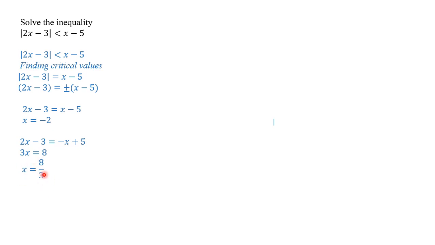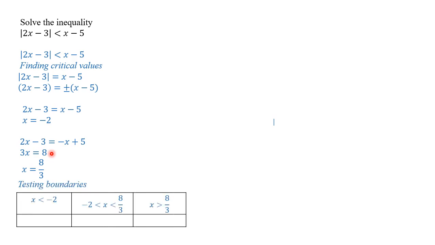So now we are going with these two critical values on the table. So we are starting with the smallest critical value as we place them on the table here to test them. So we start with the smallest one. So the smallest is minus 2. So it's x less than minus 2. So it's x less than the smallest critical value. Then the next one is minus 2 less than x less than 8 over 3.